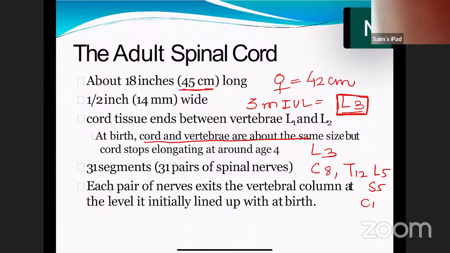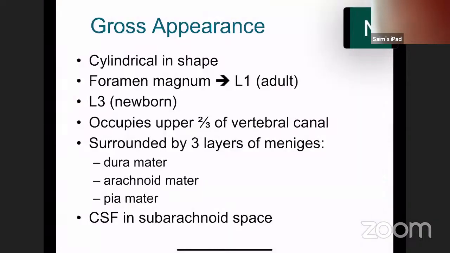Now, during the fetal period, the spinal cord and the vertebral column are equal in length. So these spinal nerves exit the vertebral column through the intervertebral foramen, at almost the same level. But subsequently, with the growth of the body, the course of these spinal nerves becomes oblique.